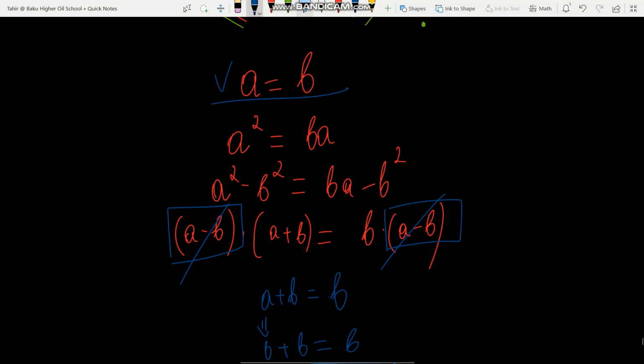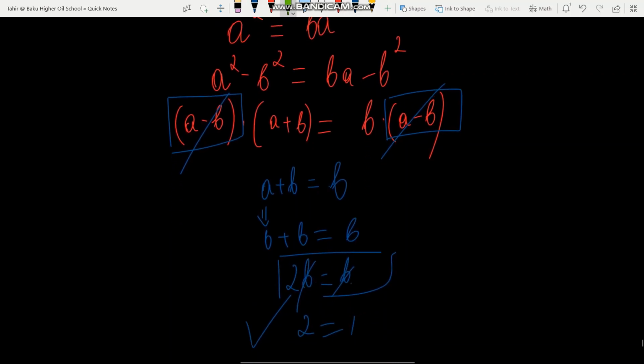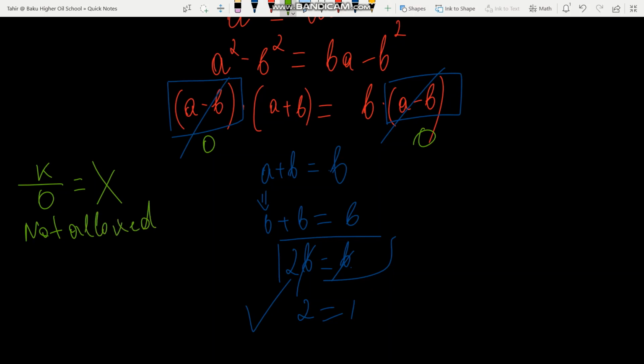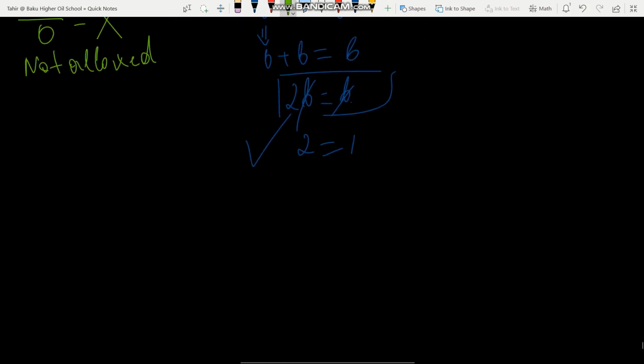We considered that A is equal to B. If A is equal to B is the case, A minus B will be 0. And here we divide by 0. In arithmetic, we know that we cannot divide anything by 0. This is not allowed. Therefore, this proof is wrong and 2 is not equal to 1.